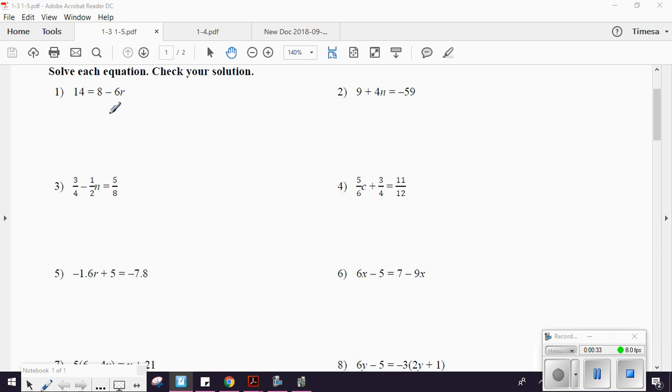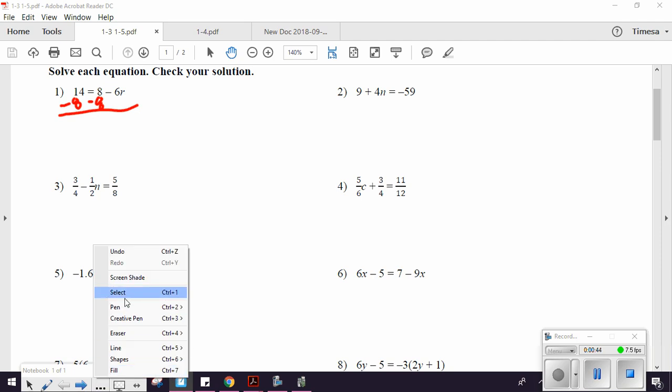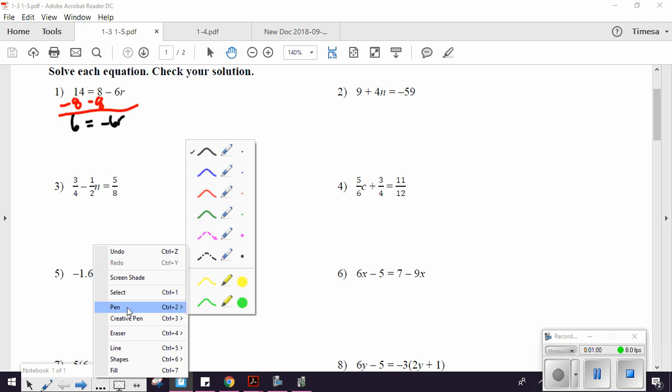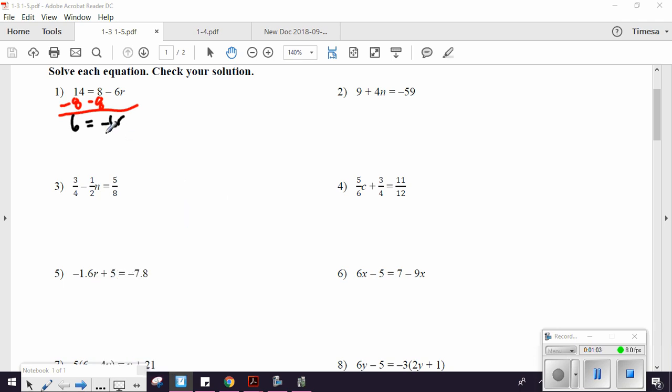So the first thing I would need to do on number 1 is to subtract 8 from itself and from 14 on the other side. By doing that, 14 minus 8 would give me 6 and is equal to negative 6r. You bring the sign down with the 6r. Then the next step is to divide both sides by negative 6. So you would get negative 1 is equal to r.